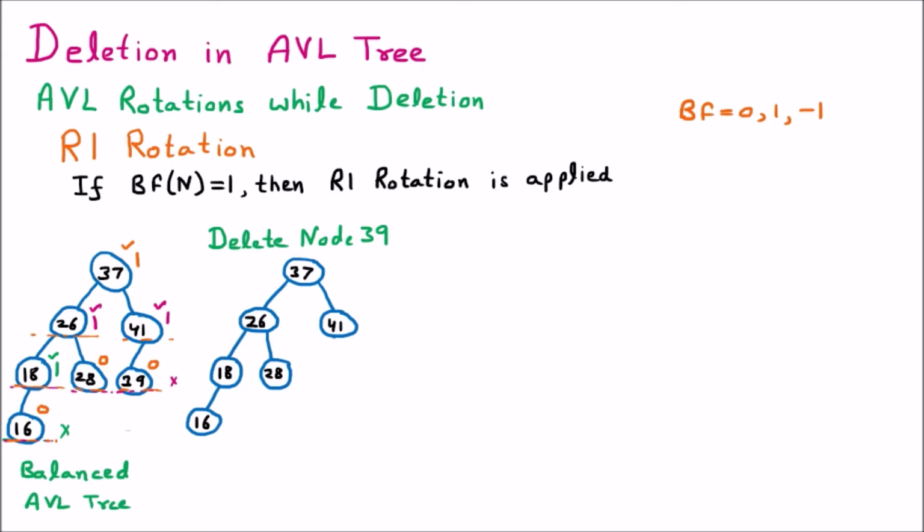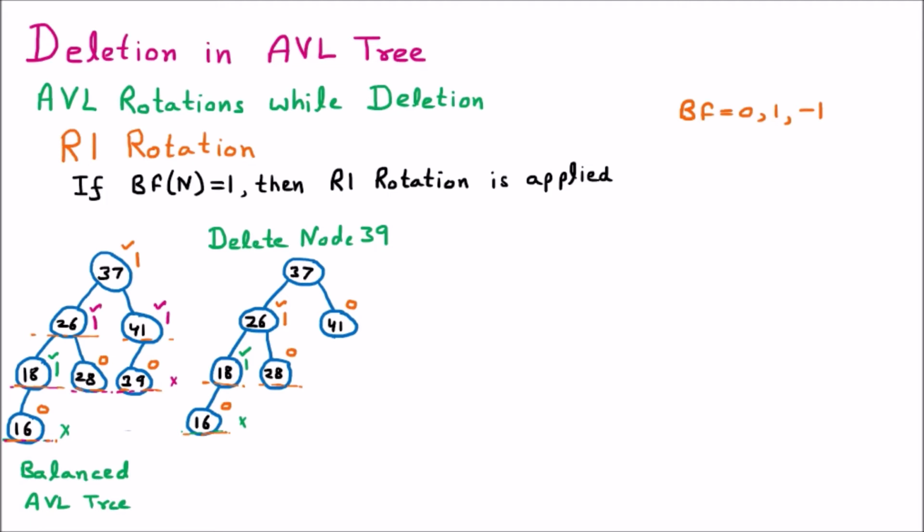Now we are going to find out the balancing factor. It may be possible that the balancing factor of this tree has changed. All the leaf nodes have balancing factor 0. Now we find the balancing factor of node 18. Node 18 has 1 on the left and nothing on the right. So 1 minus 0 is 1. Now node 26: on the left hand side we have two levels, on the right only one level. So 2 minus 1 is 1. So the balancing factor of node 26 is 1.